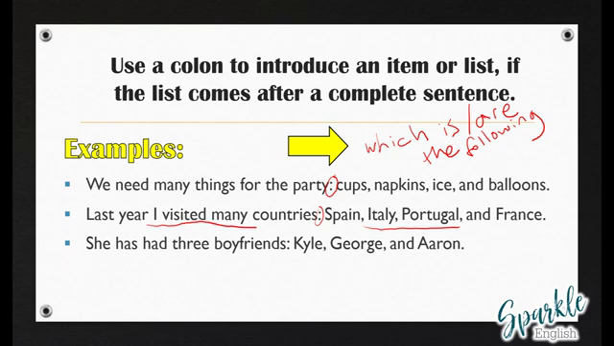She has had 3 boyfriends: Kyle, George, and Aaron. Again, we're using the colon, and it's like an arrow pointing to the boyfriends that she just spoke about in the first sentence. Okay?